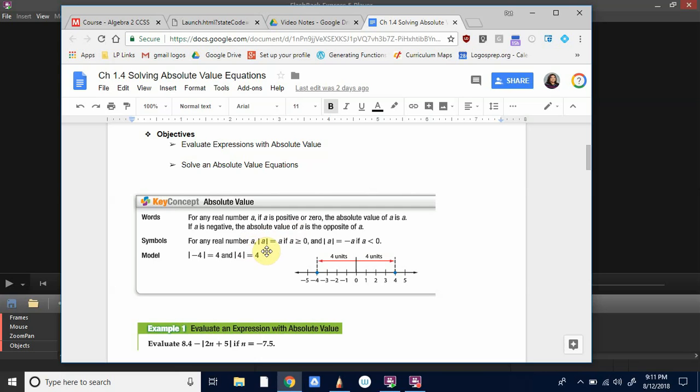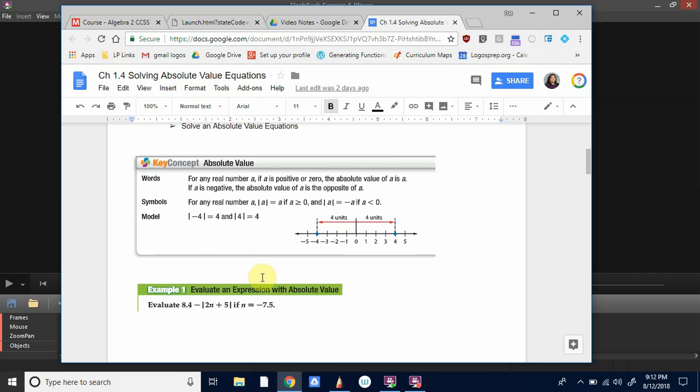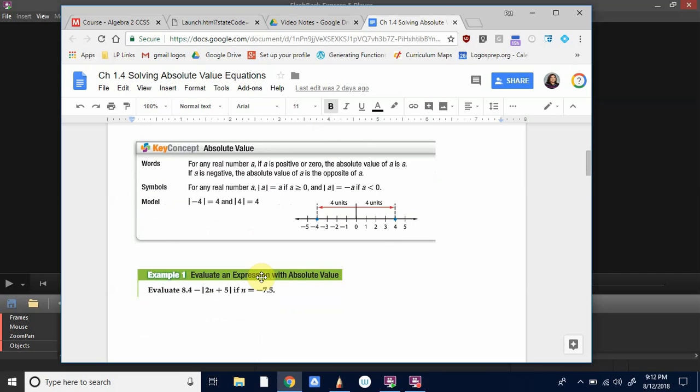So basically the rule says if the absolute value of A is equal to A, then A is greater than or equal to 0. And if the absolute value of A is equal to -A, then A is less than 0. So basically they're just saying the absolute value of 4 is equal to 4. The absolute value of -4 is also equal to 4. So let's look at this first example. Let's evaluate an expression with absolute value.